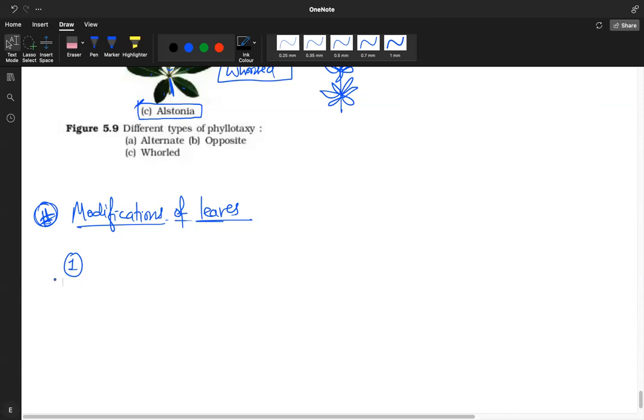No, you have no idea about any modification of leaf? So one example is tendrils. You know tendrils? Some climbers have leaf, and at some points they have structures like this, right? Spring-like structures. You have not seen this structure? Known as tendrils. So tendrils are leaf modifications, write down.